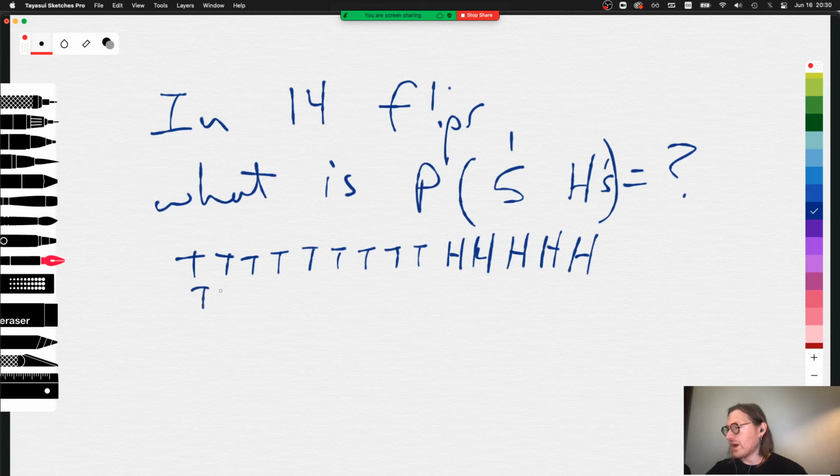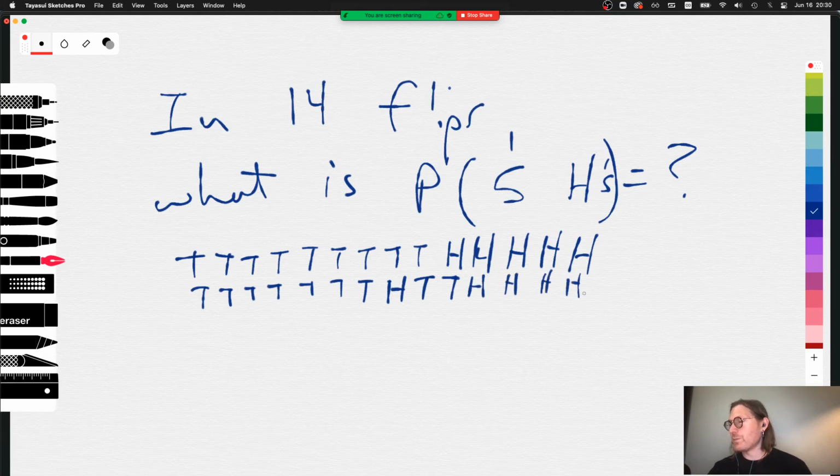We could have tails, and then make this one a heads, and that one a tails, that one a tails, and then heads, heads, heads, heads. We have to really start thinking of all the different ways that we can arrange 5 heads over 14 flips. We have to construct that subset if we want to be able to answer this question, and that's not as easy.